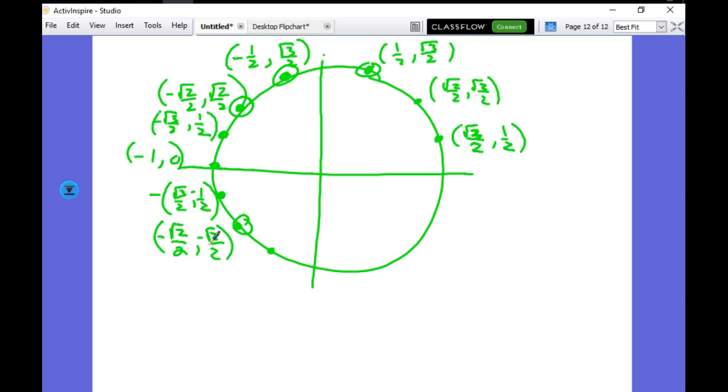Edleen, what's this coordinate going to be? Good. This point matches this point, right? It's like a reflection. All right, let's do another one. Armani, which point would this one be a reflection of? It's going to be 1/2 and negative radical 3 over 2. Very good. You even got the signs right.